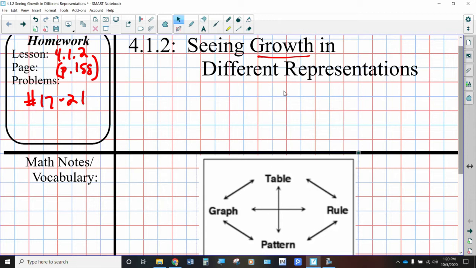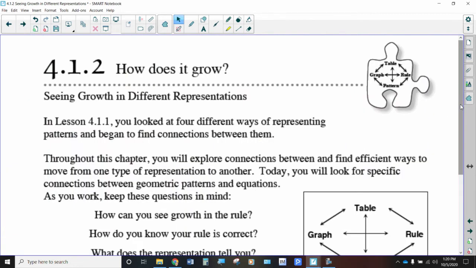growth through various representations, starting with geometric patterns today, and then we're going to transfer that information into tables tomorrow and create rules for these situations, which I believe we'll be doing today, and eventually we'll get to those graphs as well, which could be in tomorrow's lesson as well. So let's go ahead and read through this.